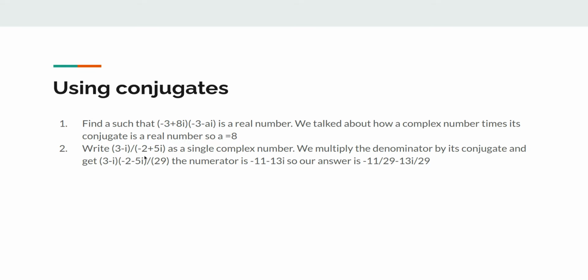Here's another example. Write 3 minus i over -2 plus 5i as a single complex number. You can multiply the denominator by its conjugate. So you're going to do -2 plus 5i times -2 minus 5i, and you get a squared plus b squared, which is just 4 plus 25, or 29. So the fraction becomes 3 minus i times -2 minus 5i, because whatever you multiply the denominator by, you must multiply the numerator by, and it becomes -11 minus 13i on the numerator, and the denominator is 29. So we used this to simplify the complex number, to write it as a single complex number, essentially.